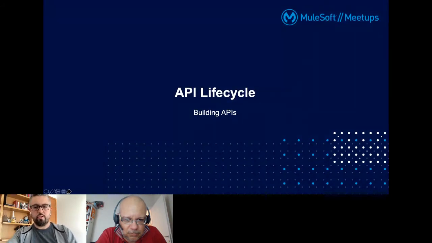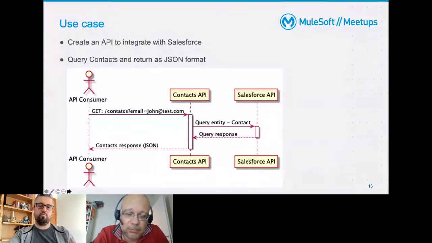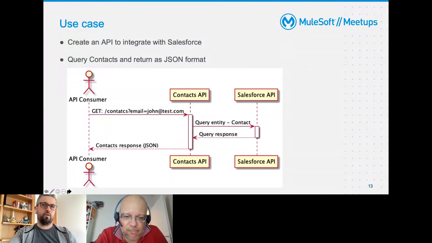Okay, so what we are going to see today in this meetup is that you are going to build an API. This is our use case. Our API will connect with Salesforce. It's a contact API, and we'll develop a resource to get the contacts from the Salesforce API and transform this data to JSON. We're going to see how we can create this API using MuleSoft, and then Tim will show you how to create the same API using Spring Boot.